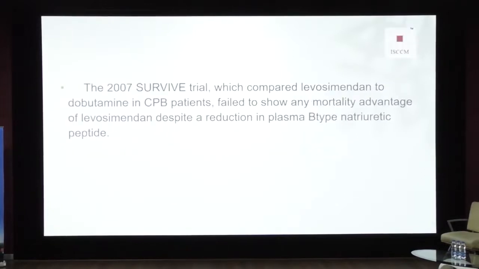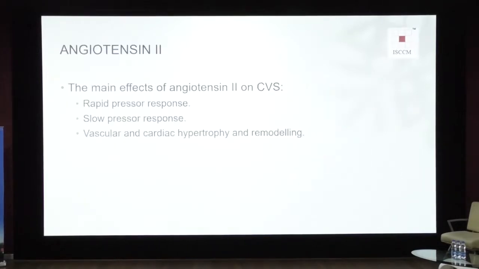There is a trial, the SURVIVE 2007 trial, which compared levosimendan to dobutamine in cardiopulmonary bypass patients, that failed to show any mortality advantage of levosimendan despite a reduction in BNP levels. Still, levosimendan, they say, is a pleiotropic agent. It has vast advantages, but that is yet to be proven, and trials are going on.